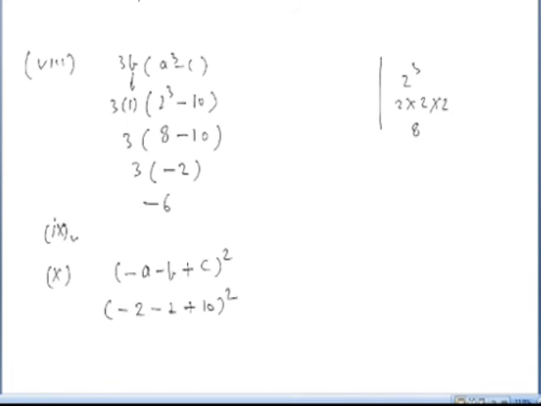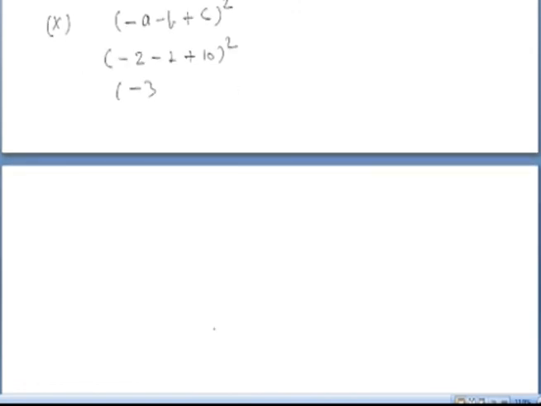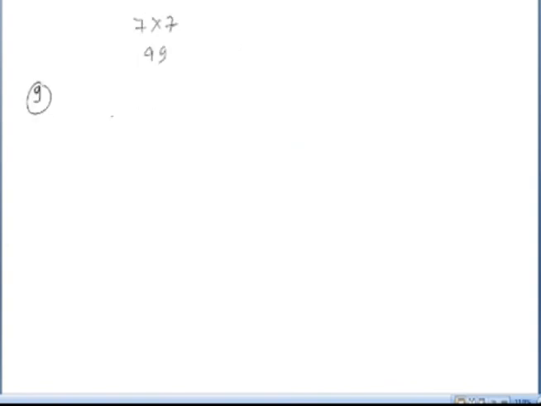Minus 2 minus 1 minus 3. Okay. Minus 2 minus 1 is minus 3 plus 10 square. Minus 3 plus 10. So it will become 7 square. Okay. And 7 into 7, 49. So the value of this is 49. So in this way we have to evaluate these expressions for the following situation.